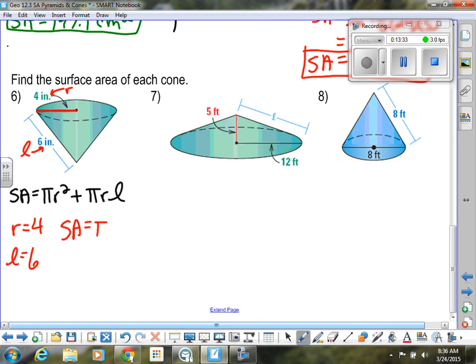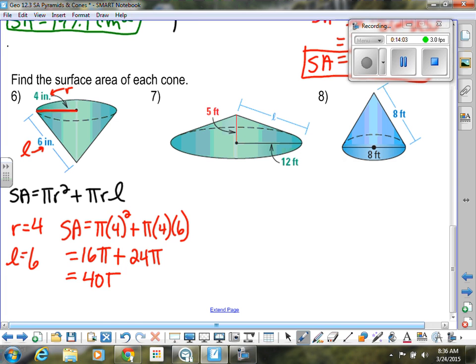So I'm going to have pi times 4 squared plus pi times 4 times 6. So if I square 4, that's going to give me 16. I'm going to just write this as 16 times pi right now. And I'm going to multiply the 4 and the 6 together, and that's going to give me 24 pi. Now I'm just going to add 16 pi and 24 pi together, and that's going to give me 40 pi.